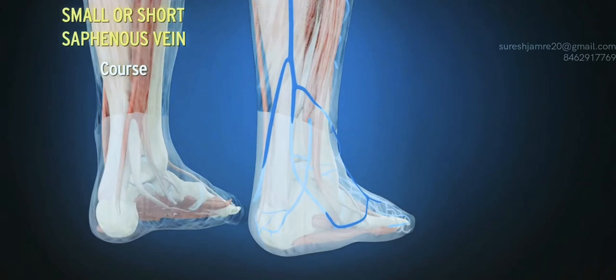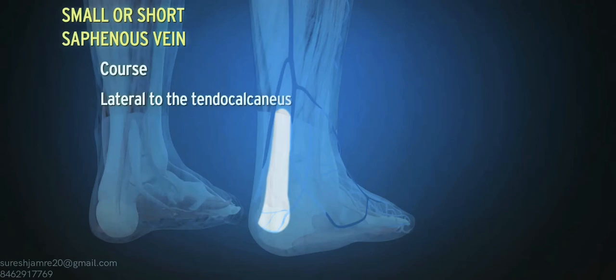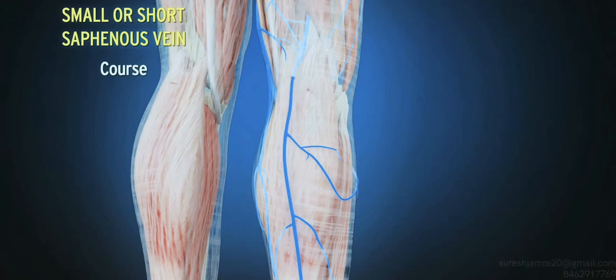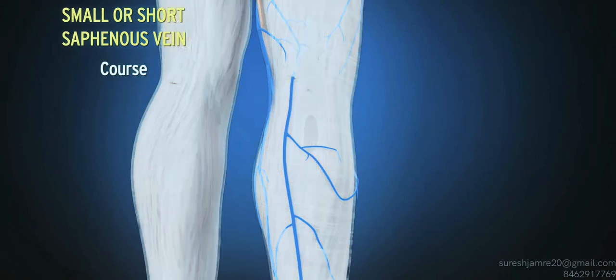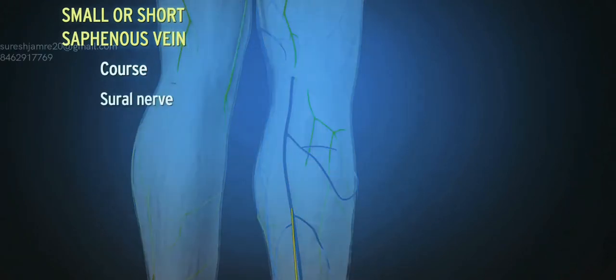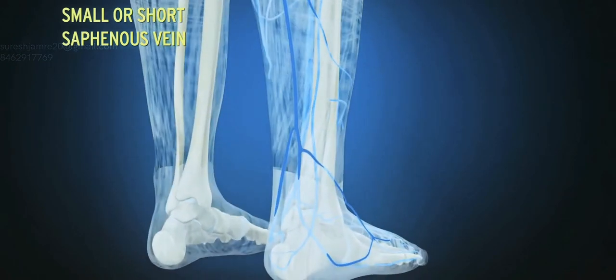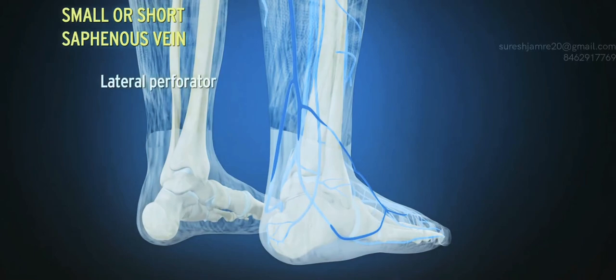Course. Small saphenous vein enters the back of leg by passing behind the lateral malleolus. It ascends lateral to the tendocalcaneus, passes in the middle of the calf and reaches lower part of popliteal fossa, where it pierces the deep fascia. It is accompanied by sural nerve. A lateral perforator at the junction of middle and lower thirds of leg connects the small saphenous vein with peroneal vein.